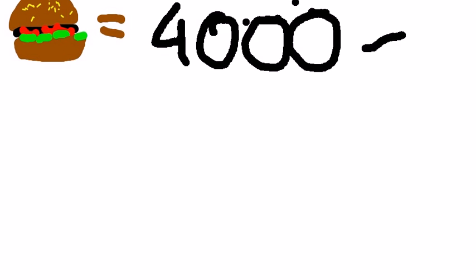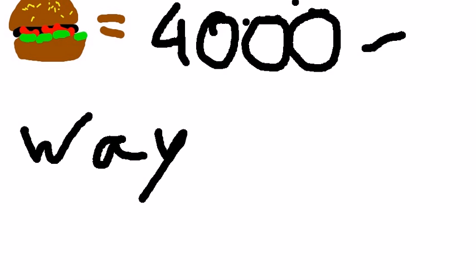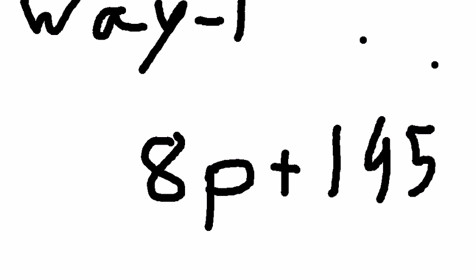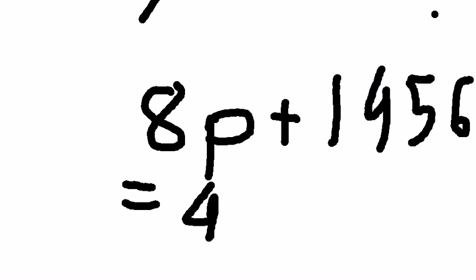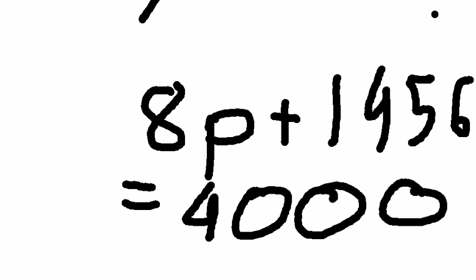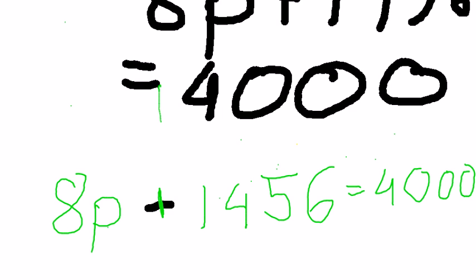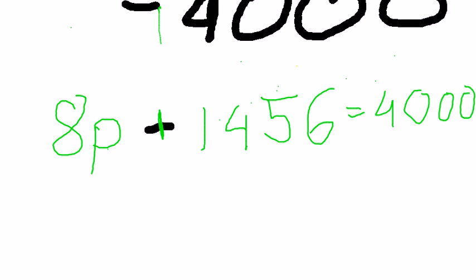Way number 1 to do this would be to use algebraic expressions. Our equation for this would be 8p, representing parts, plus 1,456 equals 4,000. So our job is to take all the known variables to the other side.